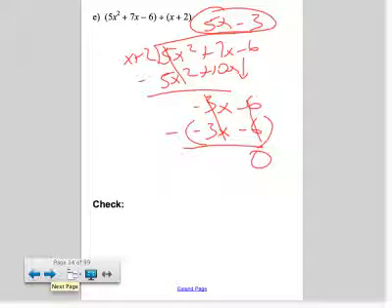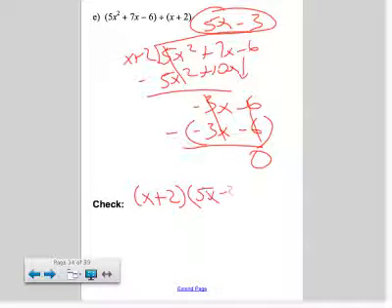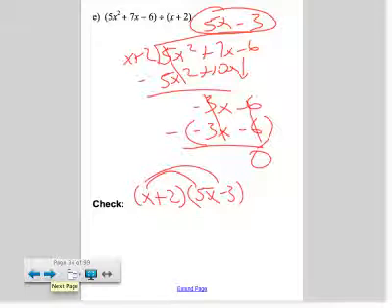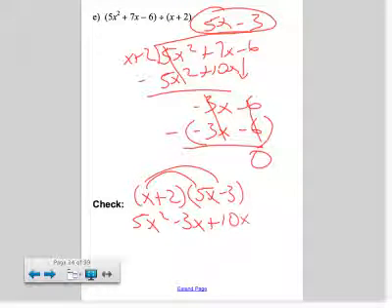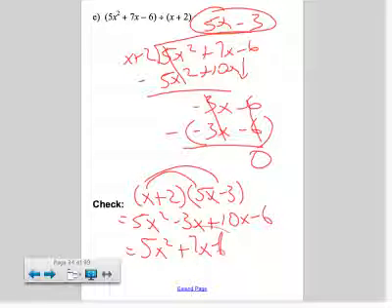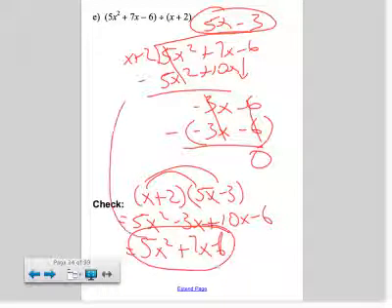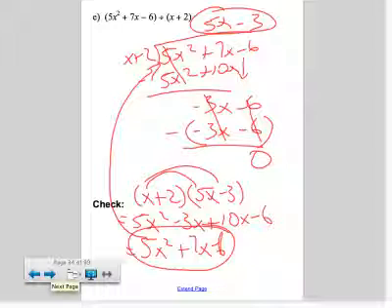Okay, and again, I would always get in the habit of checking my solution because I can't stand not knowing if I'm correct. So I have x plus 2 times 5x minus 3. Foil it out. 5x squared minus 3x plus 10x minus 6, and finally I end up at 5x squared plus 7x minus 6. That is the same as what I started with, so that tells me, check, you did this correct.